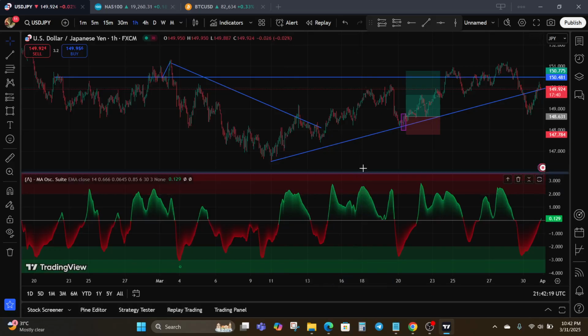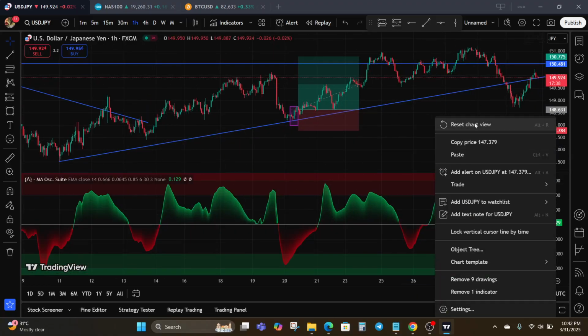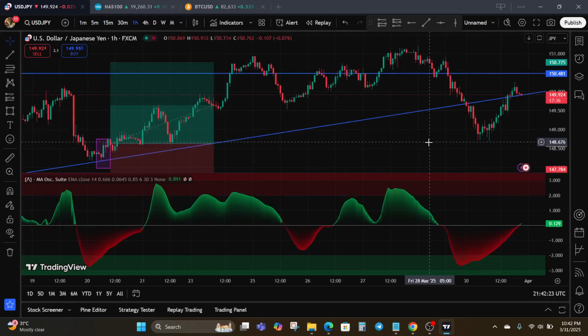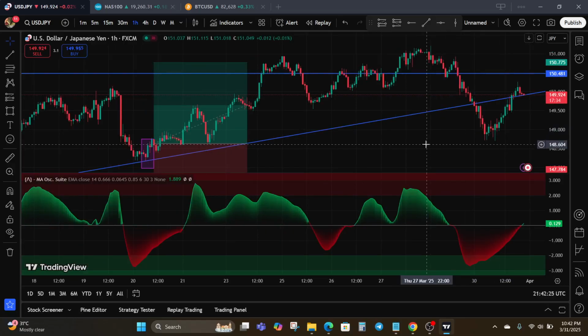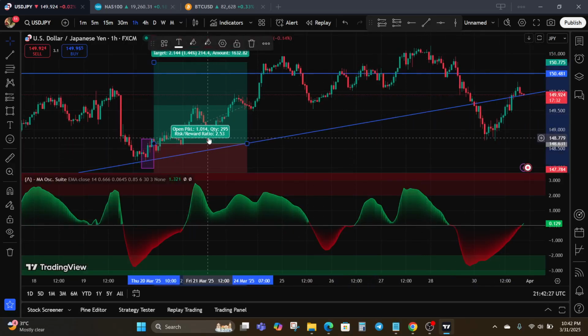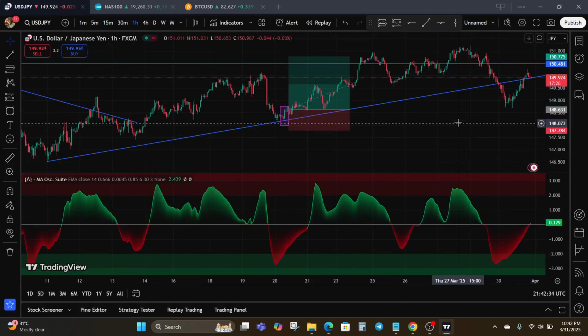Now, always ensure you observe good risk management. Do not trade an amount that you cannot afford to lose. Ensure that you always use good risk to reward ratios. For example, you can see here the risk to reward ratio is 2.53. Make sure that you are not risking more than 2% of your account balance in a single trade. Okay, that is not advisable.